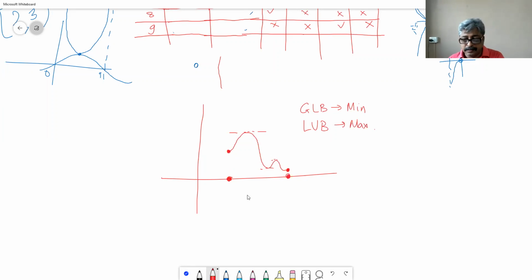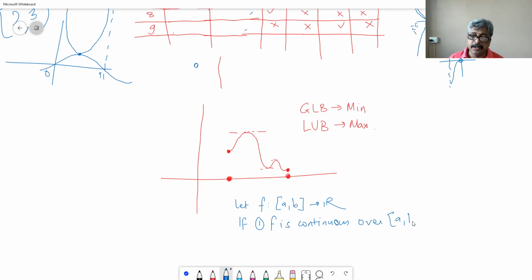So maybe the theorem that we are going to write because of this is: let F be defined from A to B over R. If one, F is continuous over A comma B. Second, F is bounded.